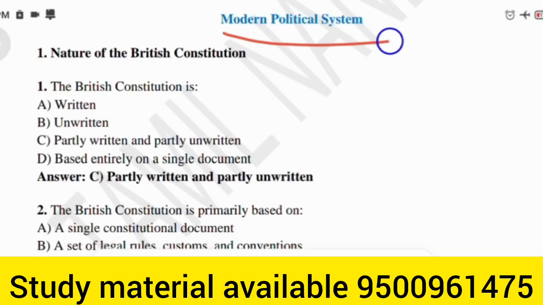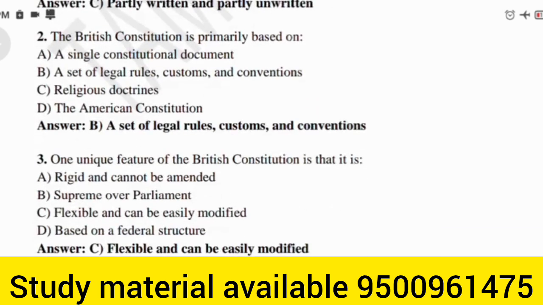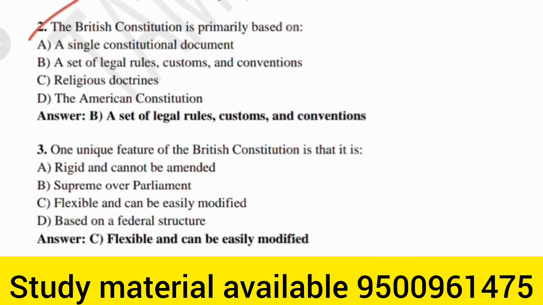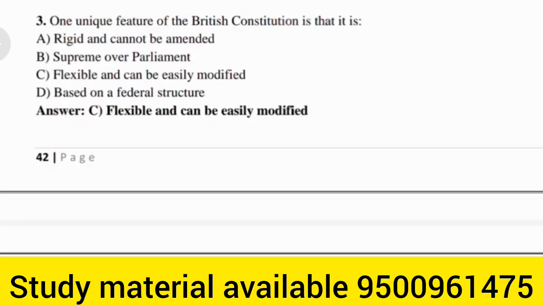Political science, modern political system, nature of the British Constitution, partly written and partly unwritten. The British Constitution is primarily based on a set of legal rules, customs, and conventions. One unique feature of the British Constitution is that it is flexible and can be easily modified.